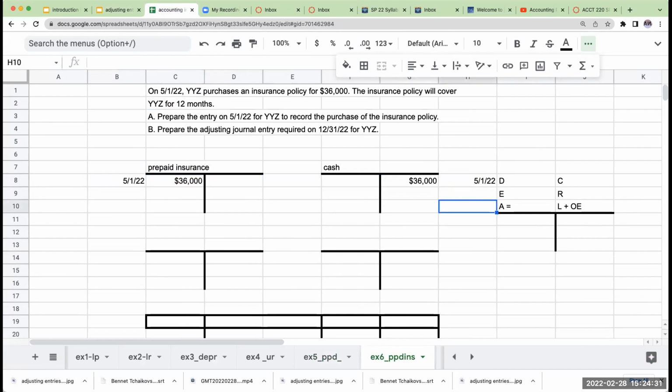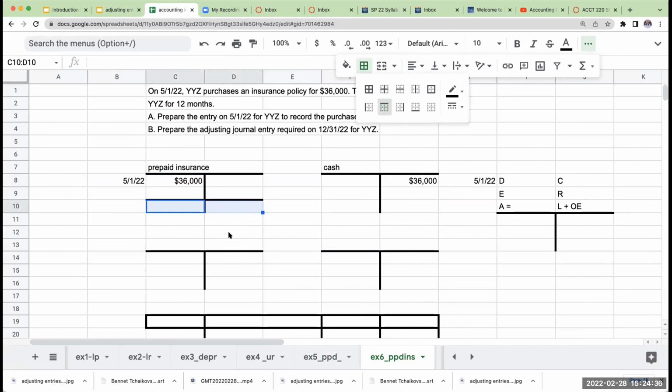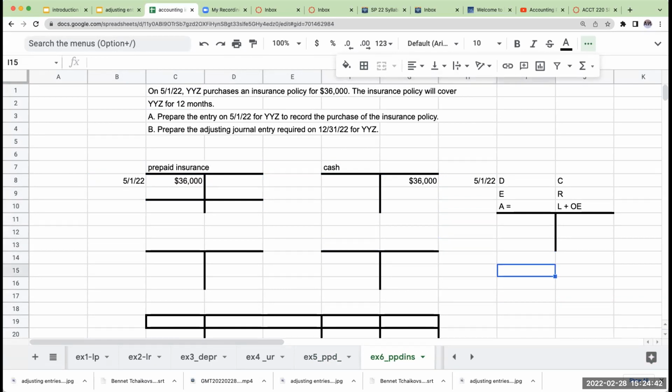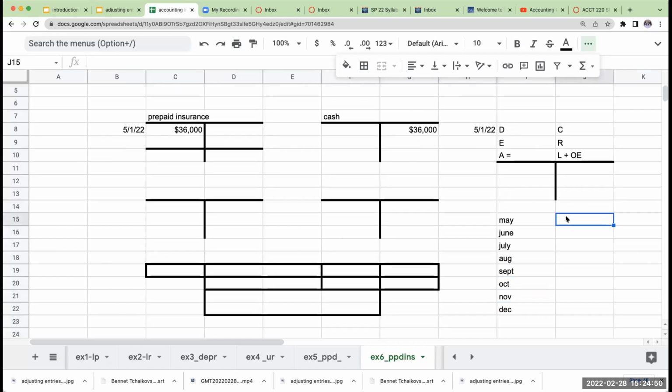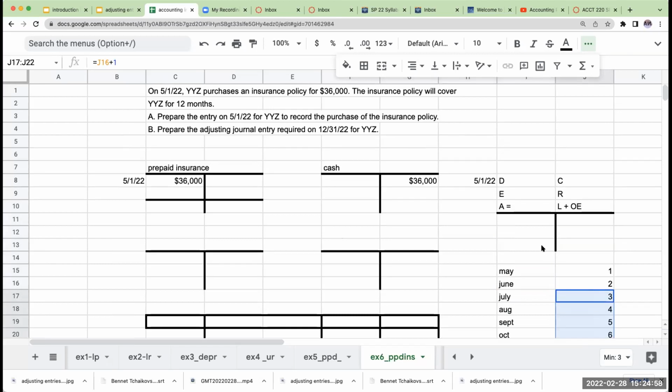Now I get to the end of the year, and do my assets reflect their future economic benefit? The answer is no. I've used how many months of this policy? May, June, July, August, September, October, November, December. So I have used 8 months of the policy. I only have 4 months left. It's a 12-month policy, so what I need to do is record insurance expense to reflect the use of that policy.